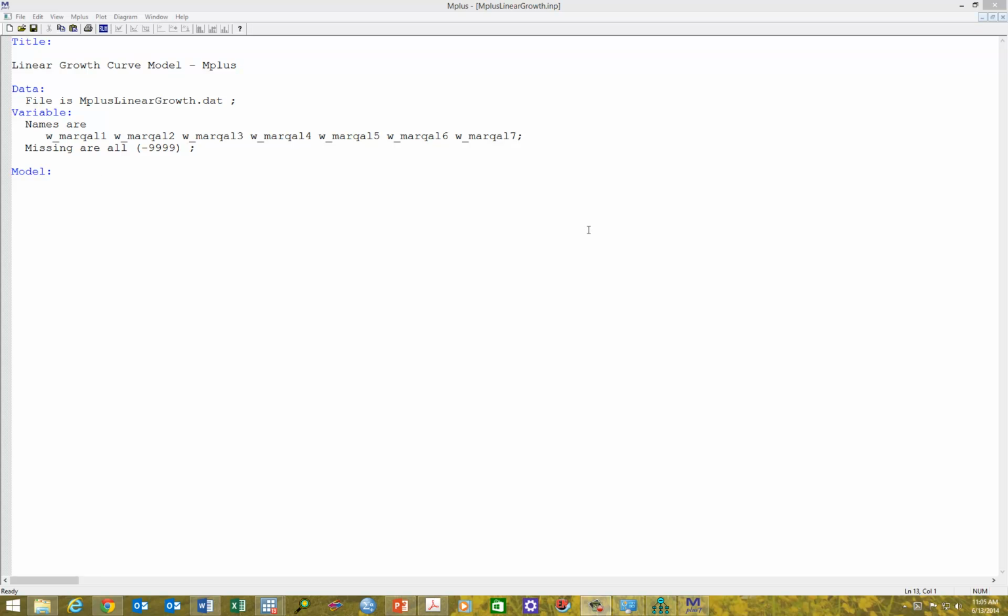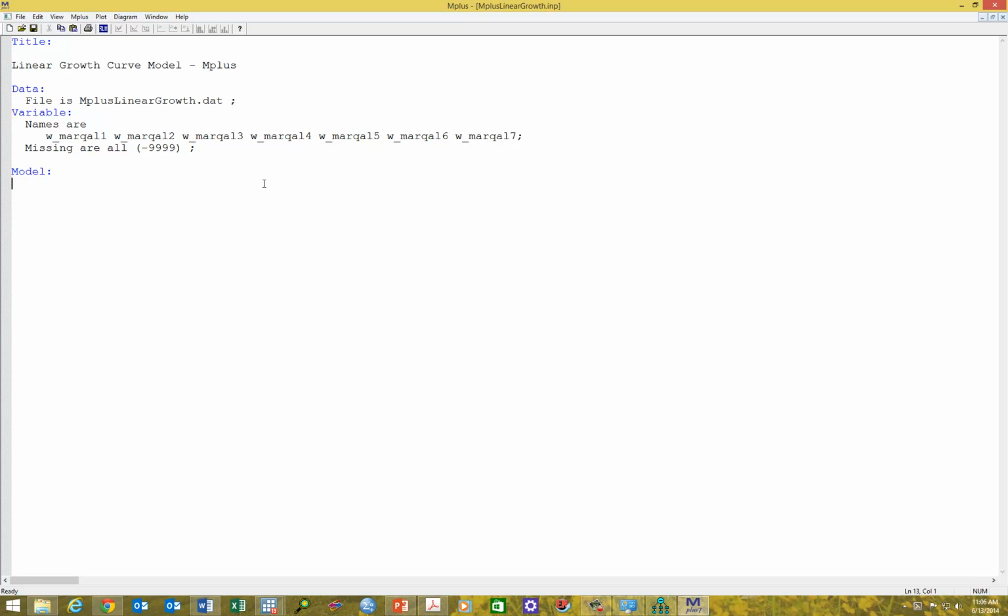For this example, what we're going to look at is the wife's marital quality over 7 waves of data collection. This is 7 years of data that we have. We start here with marital quality at wave 1, 2, 3, 4, 5, 6, and up to 7.